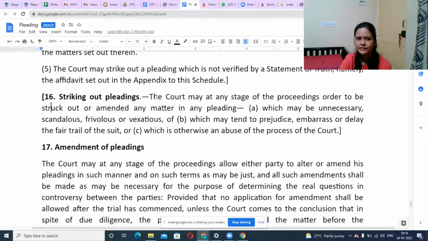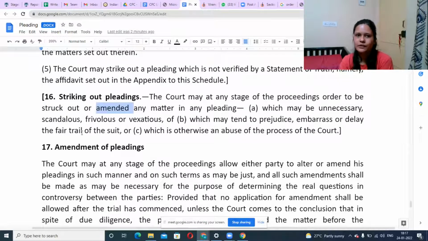Striking out pleadings. At any stage of the proceeding, when the court comes to know that this is the pleading being filed, the court may order that it be struck out or amended in any manner. The court may also ask that you strike out certain provisions from the pleading, or make certain amendments in the pleading.